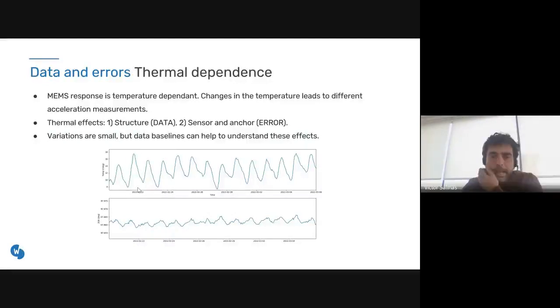At this point we have to be cautious, because one part of the thermal effects, those related to the structural behavior, for example the thermal effects on a bridge, we are interested in. So this is data. But on the other hand, the thermal effects on the sensor itself and on the anchor are not data, they are error. So how could we identify these errors? One method is to have a long baseline in advance of the project to identify the response of the sensor. Nevertheless, this error is small. If we see the range, it is in the order of a thousandth of a degree, so the changes we are looking for are probably higher than this.